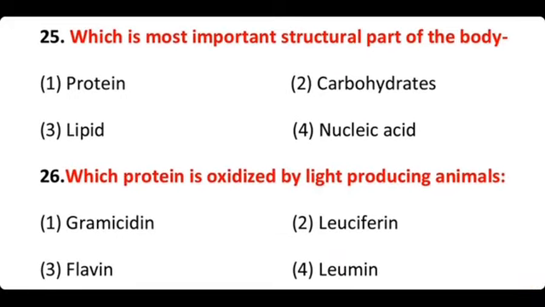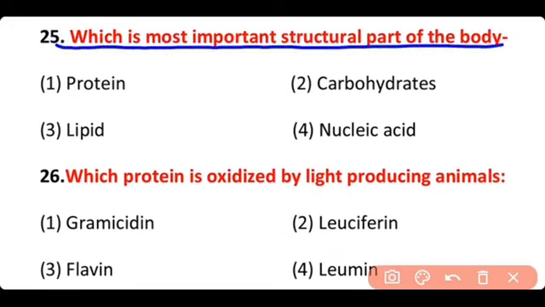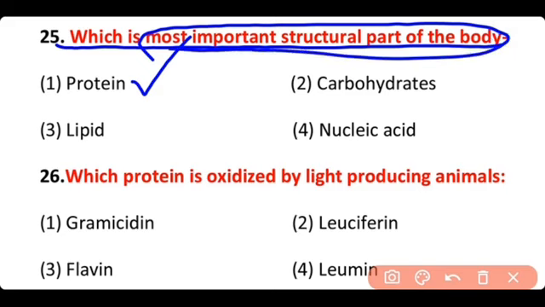Question number 25. Which is the most important structural part of our body? Protein, carbohydrates, lipids, nucleic acids. So the correct answer is option 1. Proteins are the most important structural element of our body.